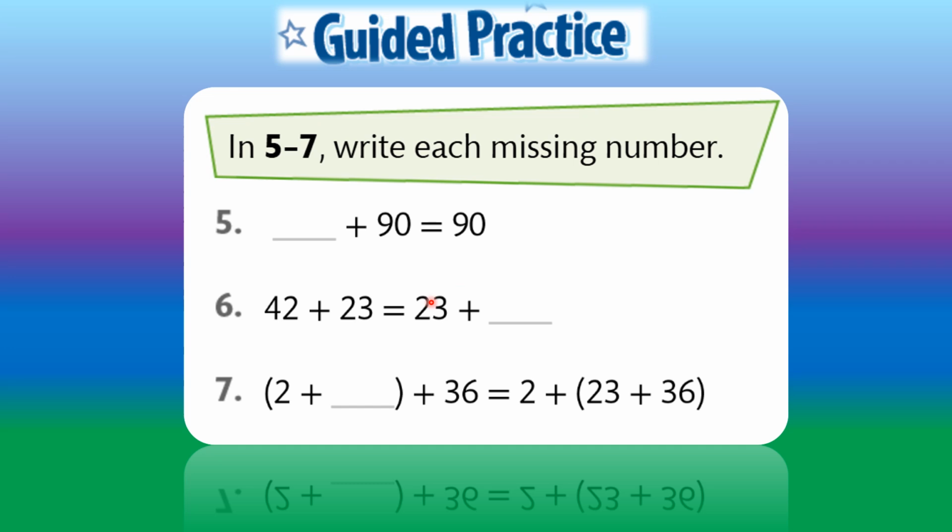All right, what plus 90 equals 90? Well, this should be a pretty easy one. We just talked about it. 0 plus 90 equals 90.